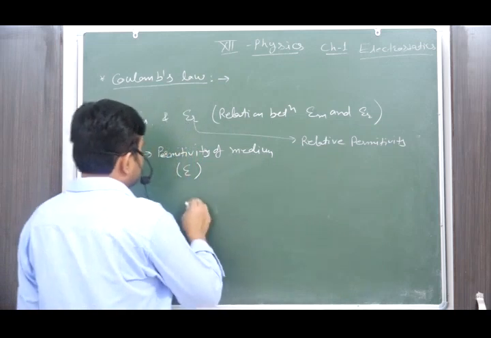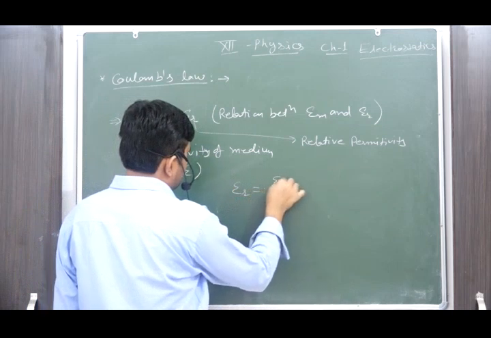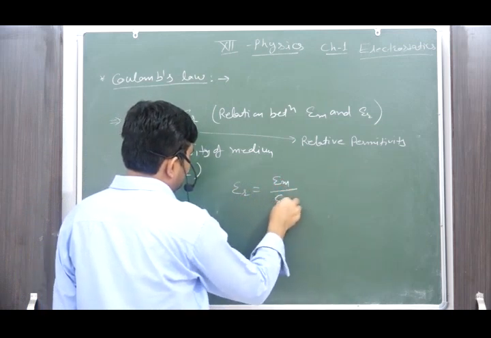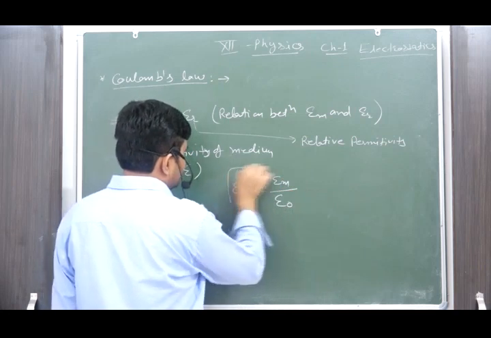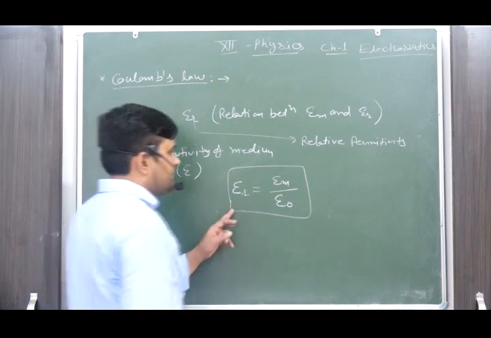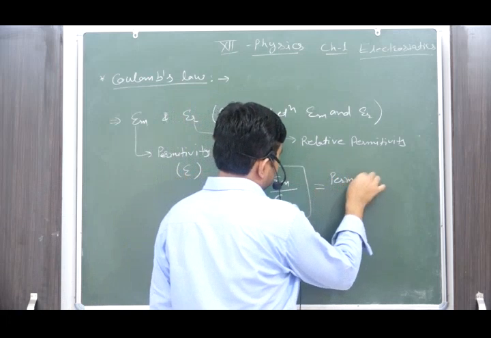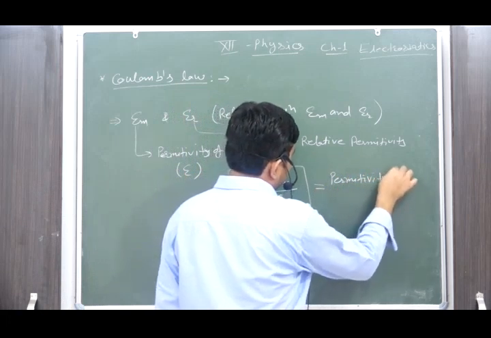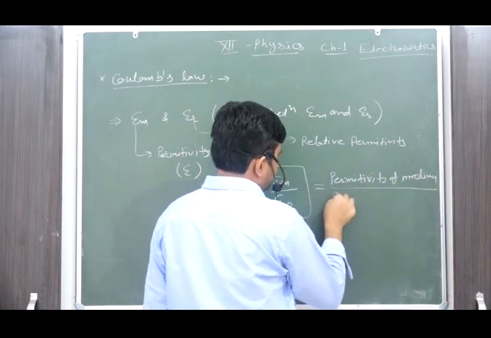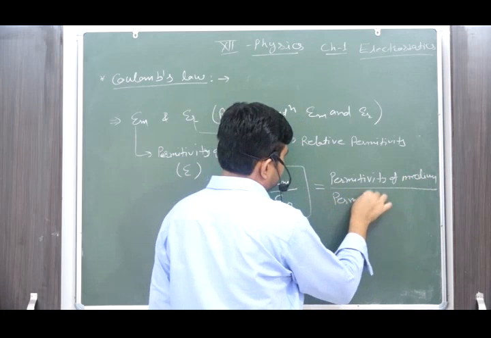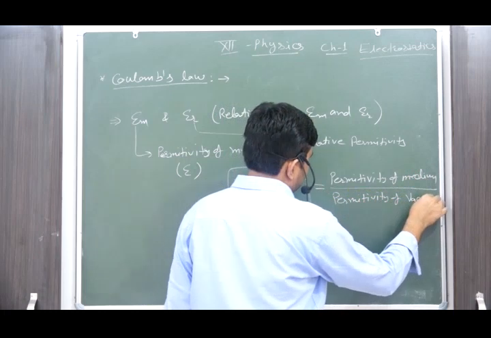Here the formulations: the relative permittivity is the ratio of the permittivity of the medium upon the permittivity of the free space. The relative permittivity is the ratio of the permittivity of the medium upon the permittivity of vacuum or the free space.